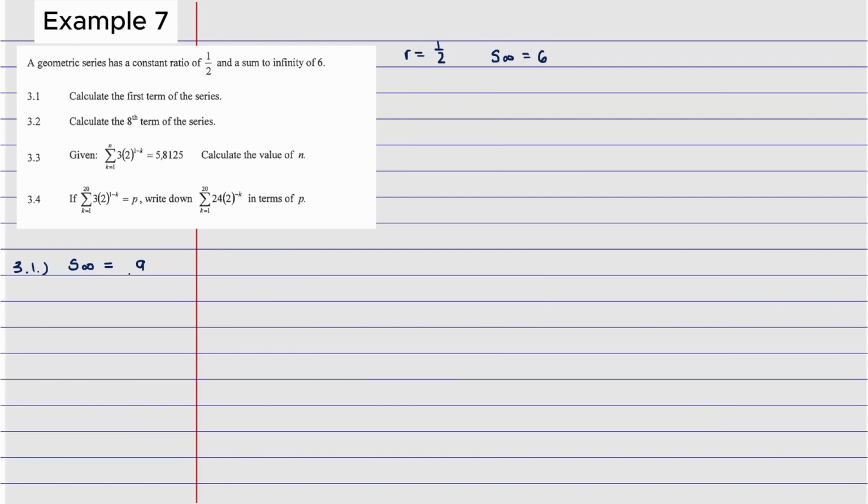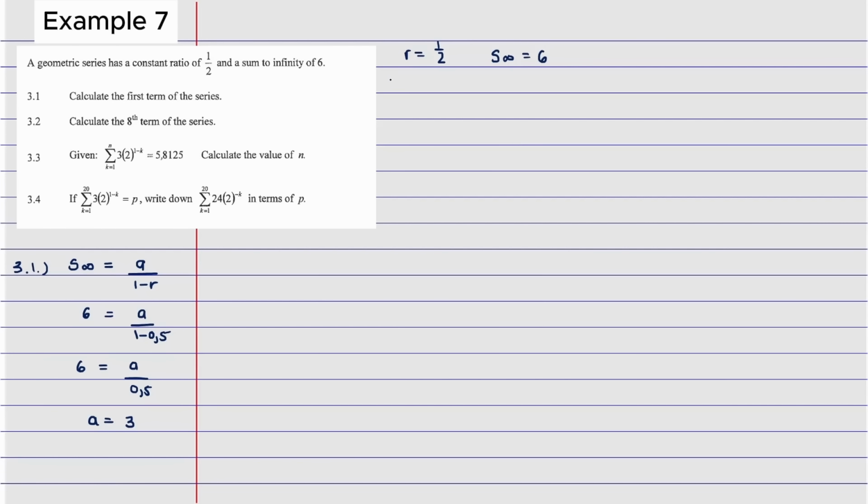So we know it's A divided by 1 minus R. Since we're given that the sum to infinity is 6, and we already know that R is a half, it's going to be divided by 1 minus 0.5. So this is the same as 6 equals A divided by 0.5. Multiply 6 by 0.5, you find that your A is going to be equal to 3. So that's going to be your A.